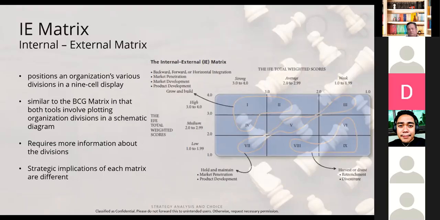But there are some important differences between the BCG matrix and the IE matrix. First, the axes are different. Also, the IE matrix requires more information about divisions than the BCG matrix. Furthermore, the strategic implications of each matrix are different. For this reason, strategists in multi-divisional firms often develop both the BCG matrix and the IE matrix in formulating alternative strategies. A common practice is to develop a BCG matrix and an IE matrix for the present, and then develop projected matrices to reflect expectations of the future.